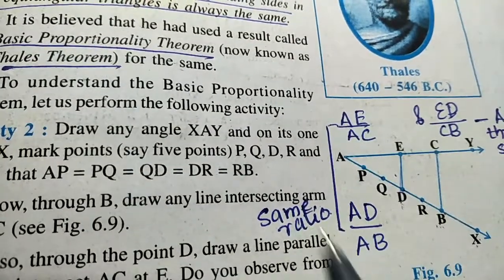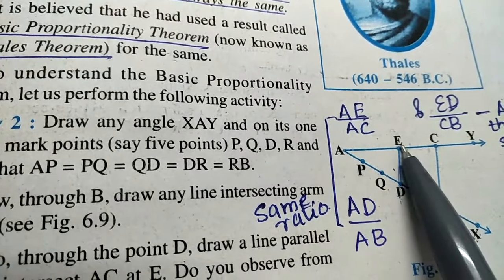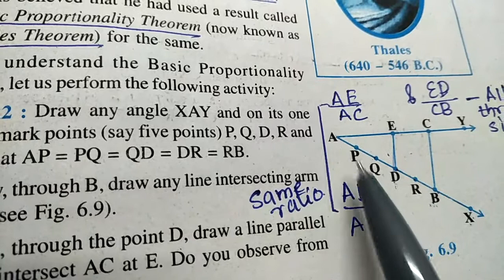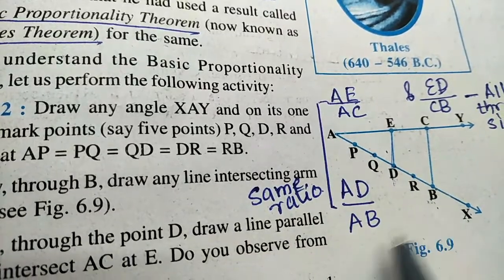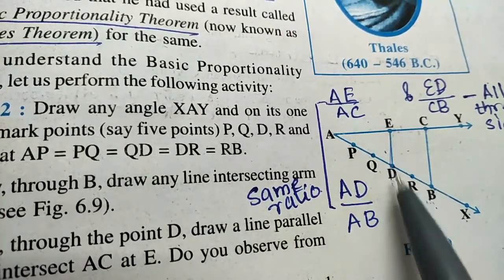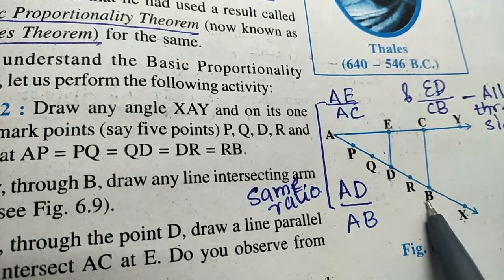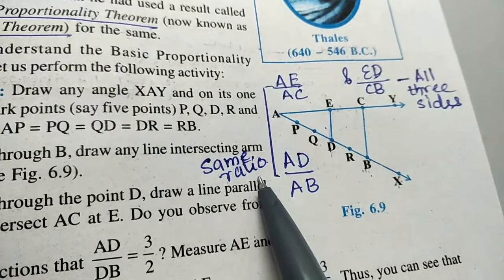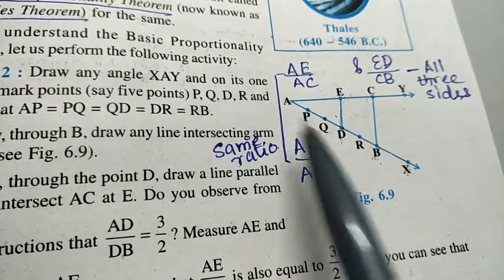Now here, if you see the sides AE and AC, then AD and AB, then ED and CB, all these three sides are having the same ratio. The ratio will be the same.